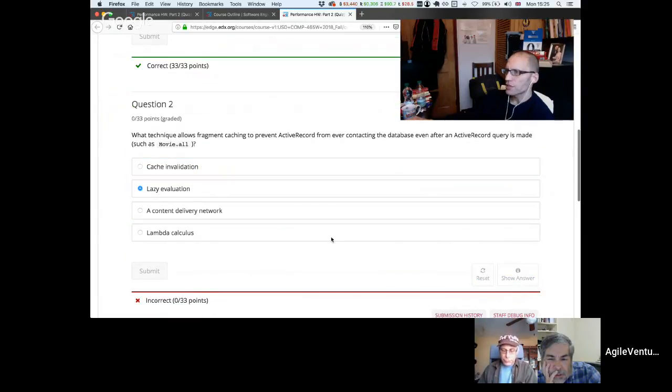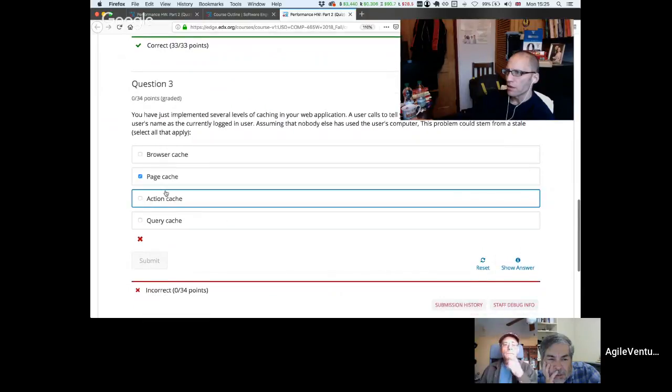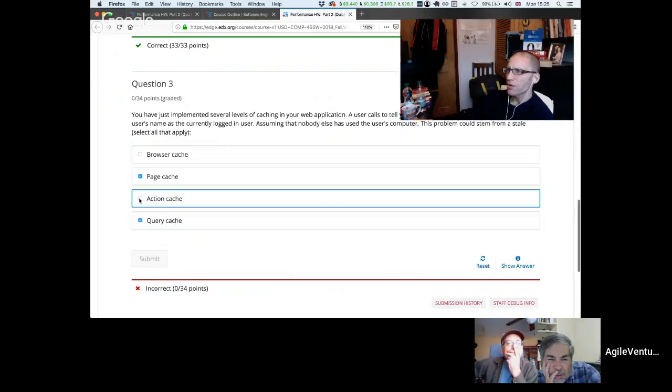Let's reset, and then okay, and then really, I would have thought it was a page cache. You reckon it's an action cache? Oh, we've got multiple selects, all that apply. Or could it be all three of those?